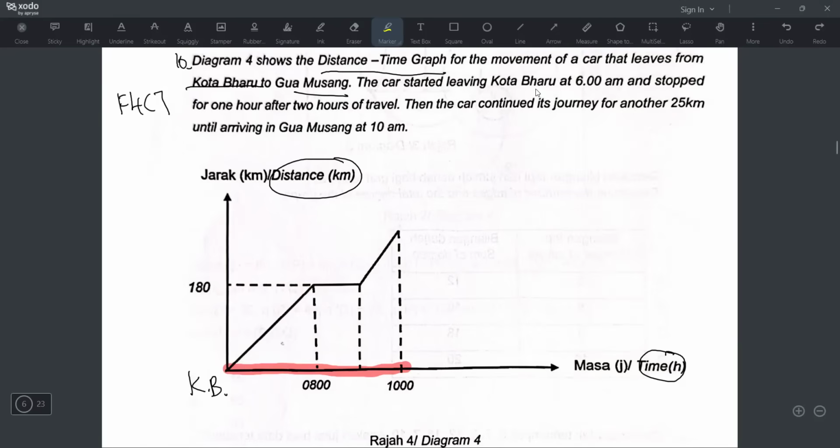The car started leaving Kota Baru at 6 a.m. So this is definitely 6 a.m. And it stopped for 1 hour after 2 hours of travel. So 6 a.m. after 2 hours is 8 a.m., and he stopped for 1 hour here. So this is definitely 9 a.m.